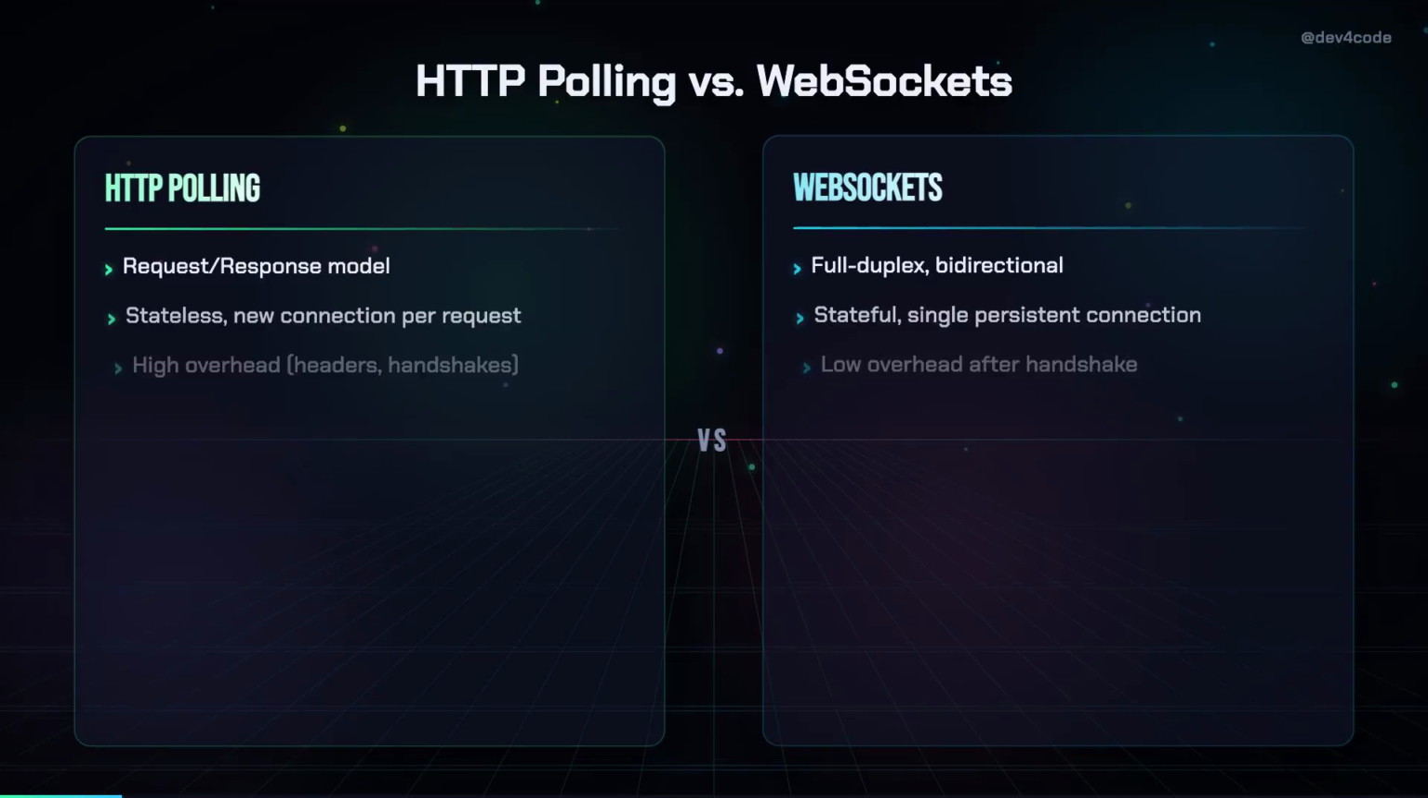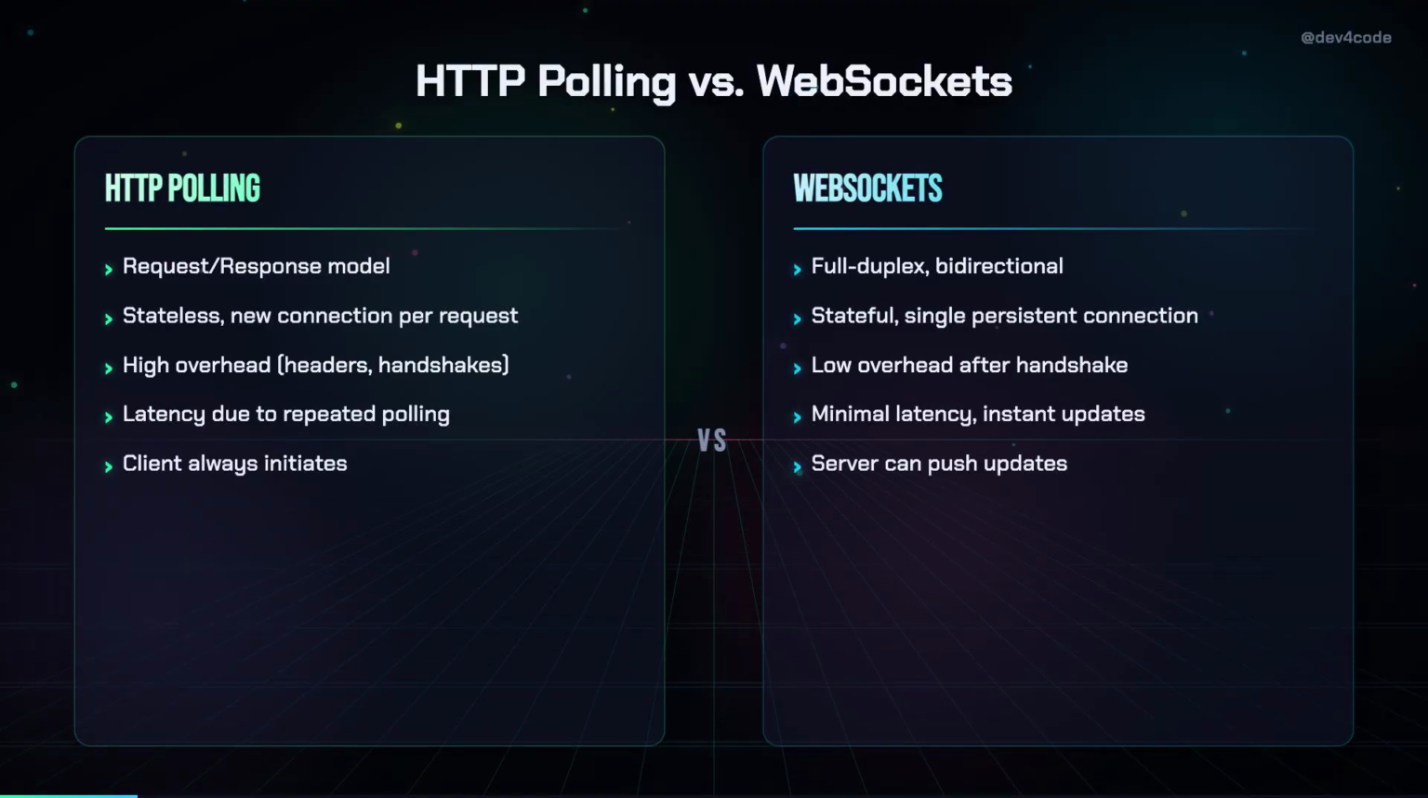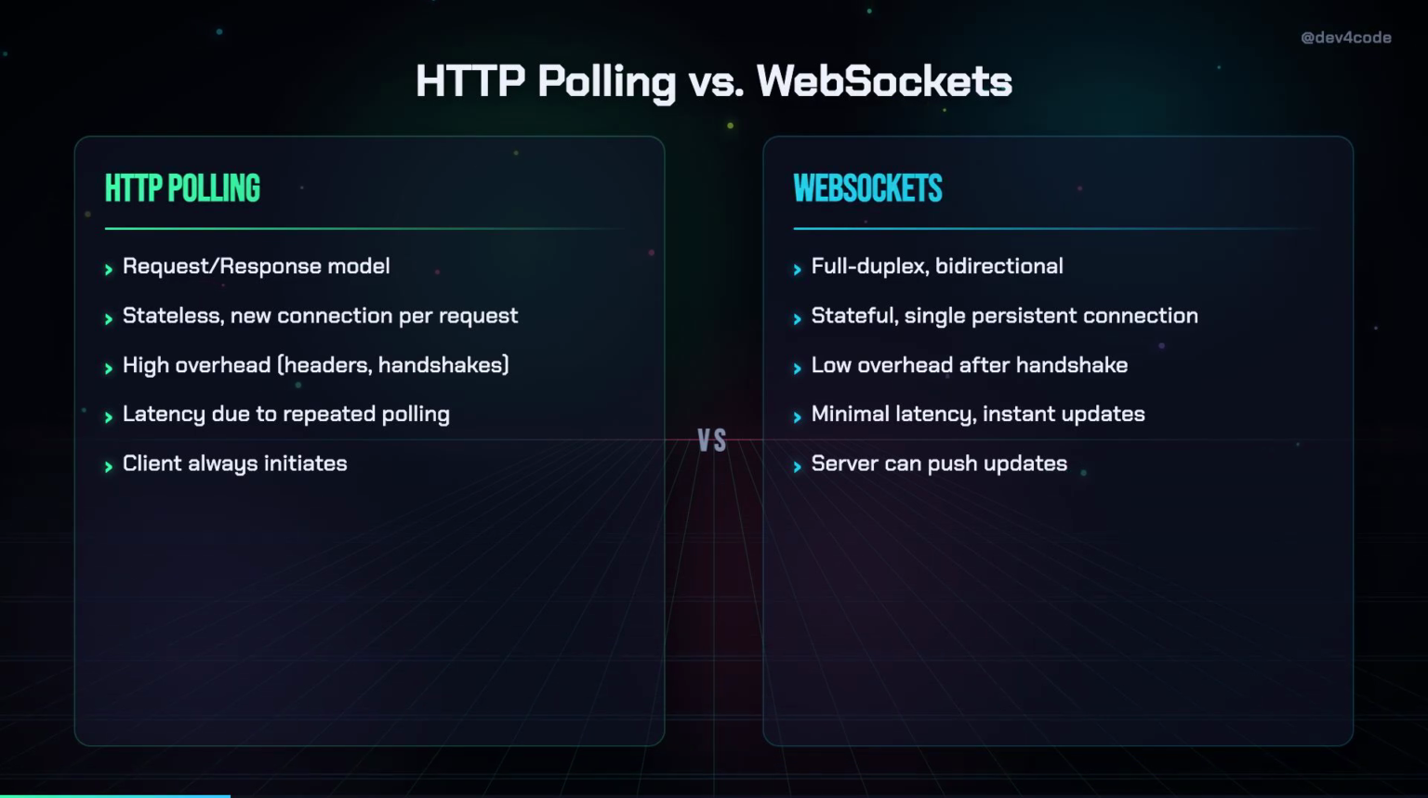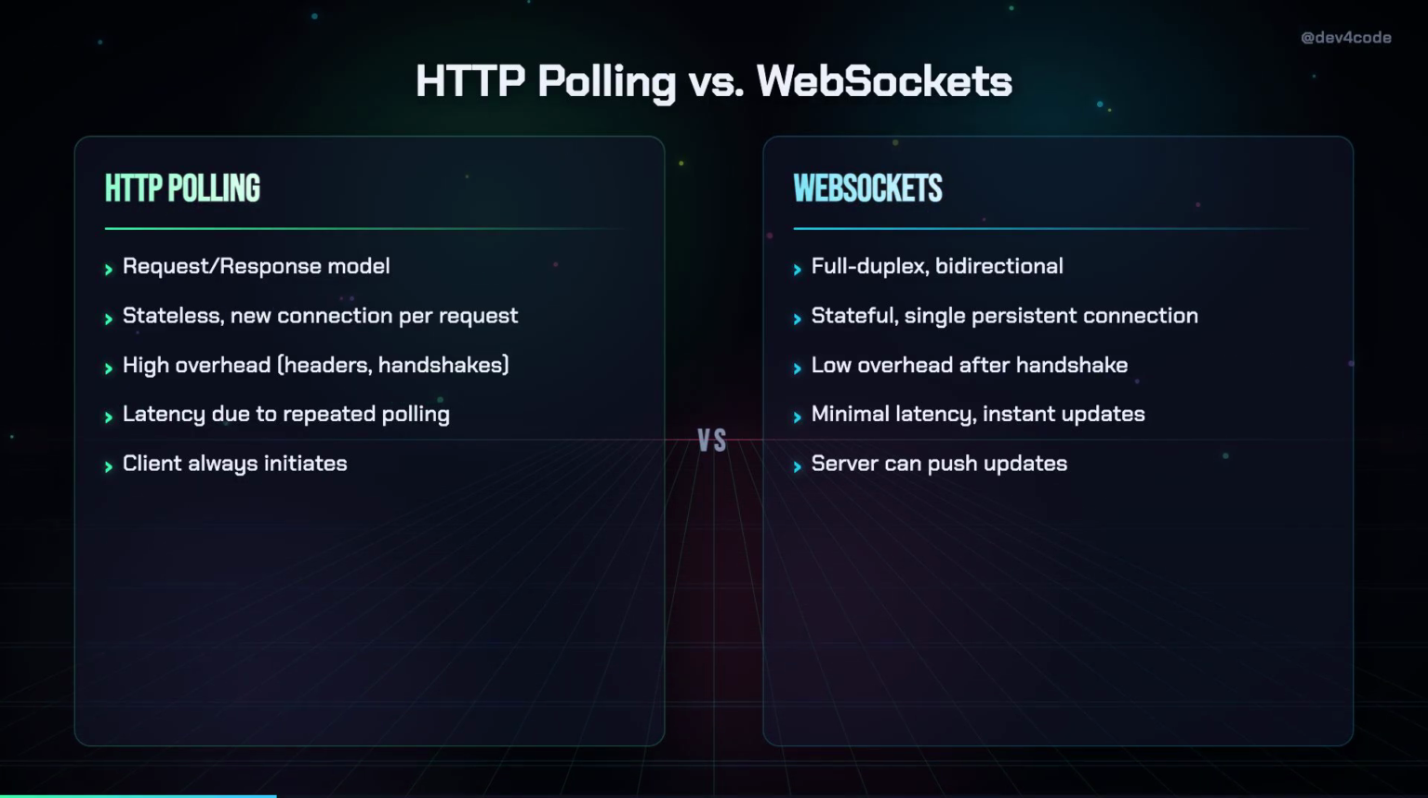Traditional HTTP is a stateless request-response protocol. To get real-time updates, clients constantly poll the server, asking for any updates. This creates significant overhead with every request needing new TCP handshakes and HTTP headers, even when there's no new data. WebSockets, however, establish a single, long-lived connection, dramatically reducing this wasted effort.